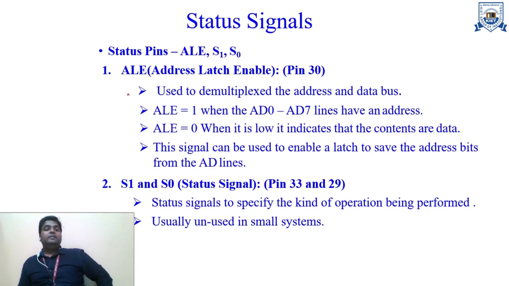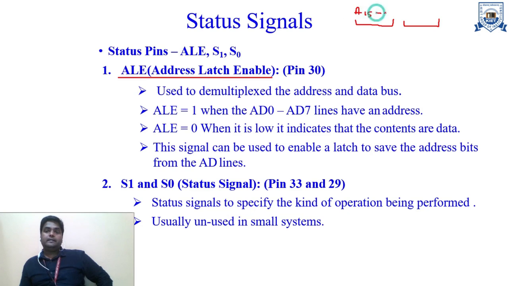So if we are talking about address latch enable, as we know, the 8085 address lines are basically divided into two halves, the lower half and the upper half. This one is the lower half and this one is your upper half, that is A15 to A8, and the lower half is your A7 to A0. These are 8 bits and these are 8 bits, and we know that the address lines contain a total of 16 bits of information.